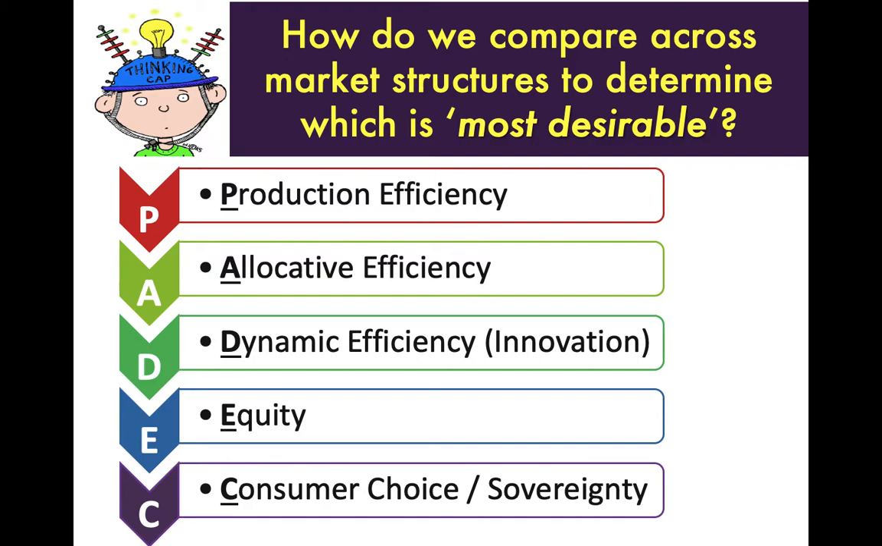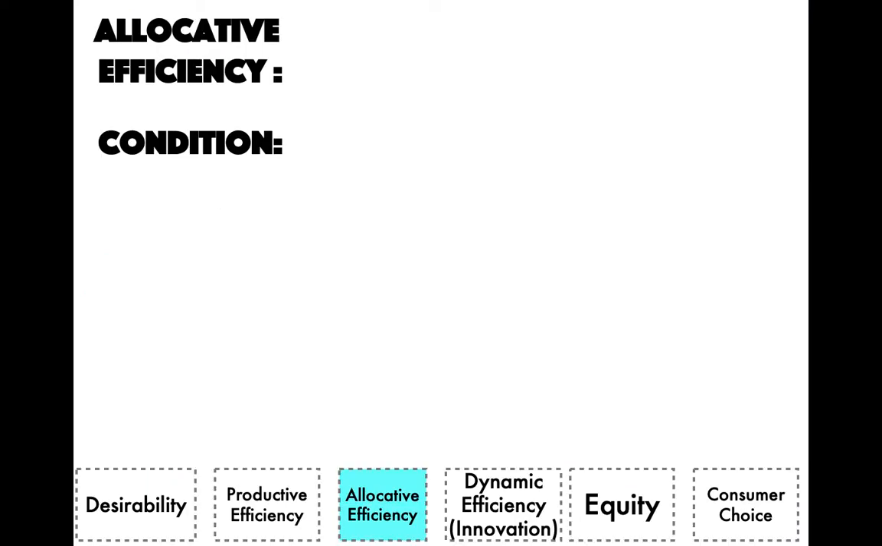Okay, now we have learned the first criterion on efficiency to evaluate PC firms. Let's move on to the next efficiency criterion, which is allocative efficiency. And then we'll evaluate the PC firms to see whether PC firms are allocative efficient. How do we define allocative efficiency?